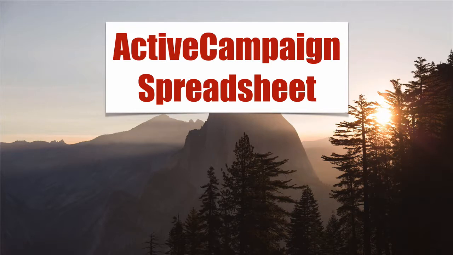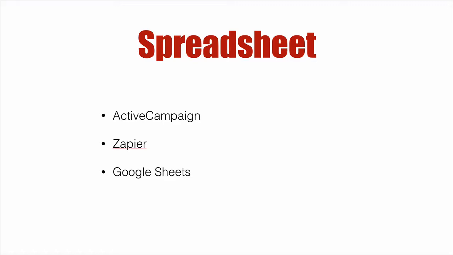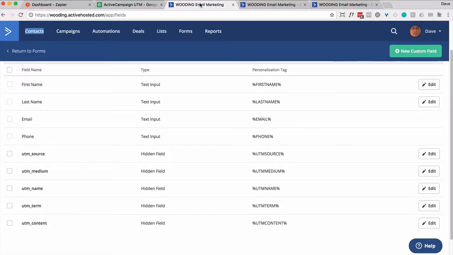So what's involved is an ActiveCampaign account, Google Sheets, and connecting the two using Zapier. So let's dive right in. To start with, I need to create some custom fields. All these UTM variables you see down at the bottom here are going to be collected and sent over to a Google Sheet once the field changes.